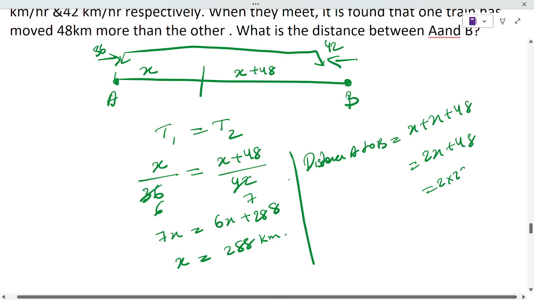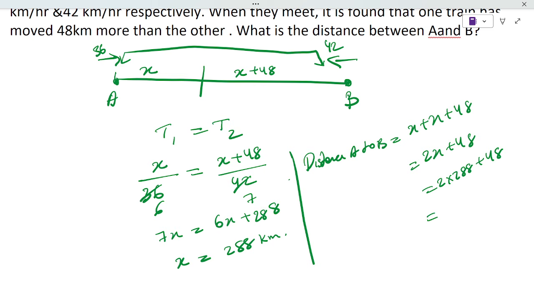Two into 288 plus 48. You will get the answer. That will be the answer. Alright, the last digit will be 4.